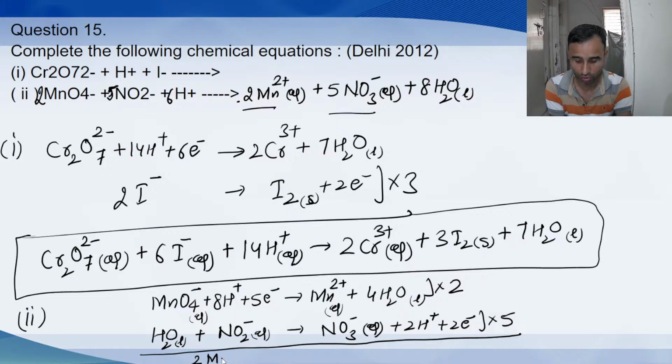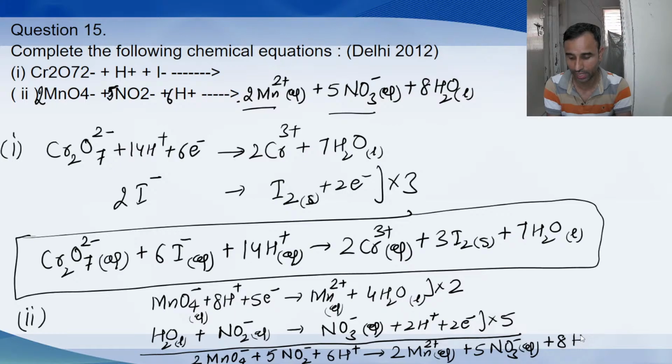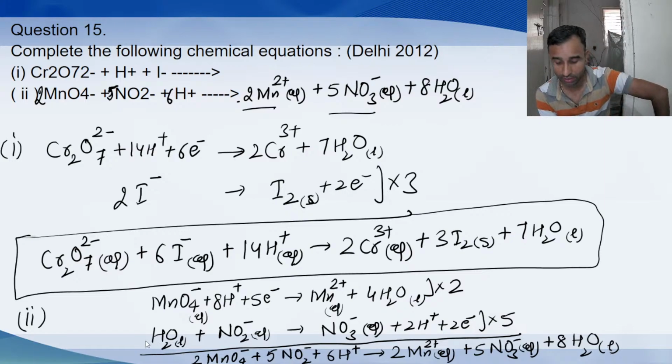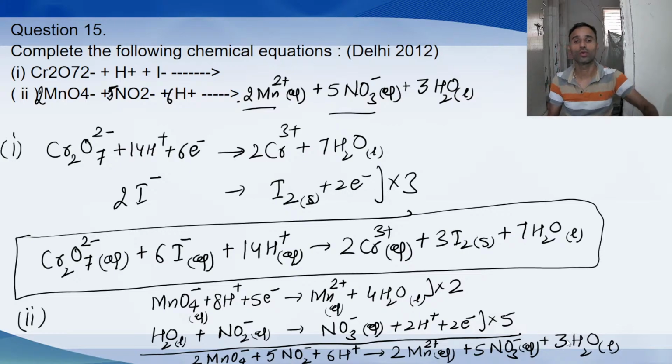I will write here also: 2 MnO4- plus 5 NO2- plus 6 H+ to give 2 Mn2+ plus 5 NO3- plus 8 H2O. Oh, sorry, not 8 H2O. 5 on this side, 8 on the other side. So total 3 H2O liquid.